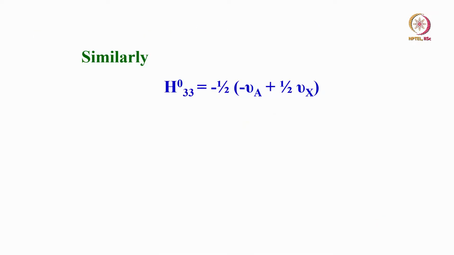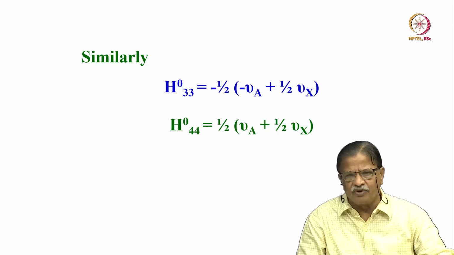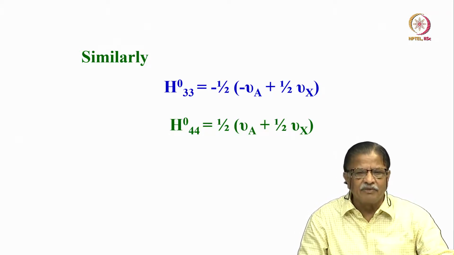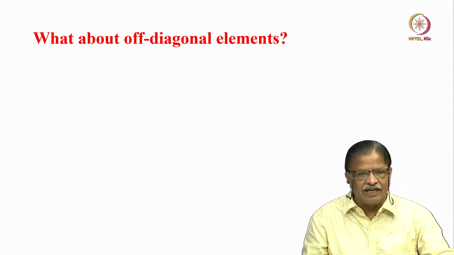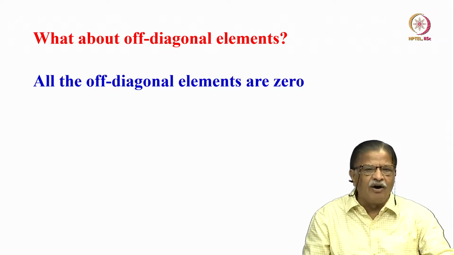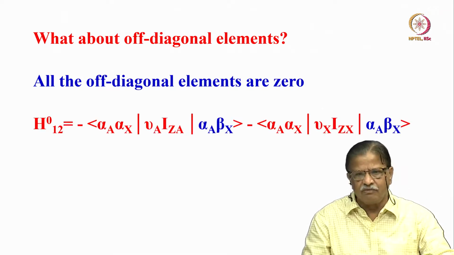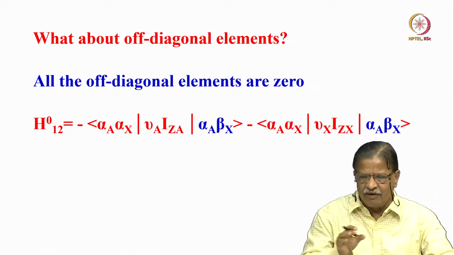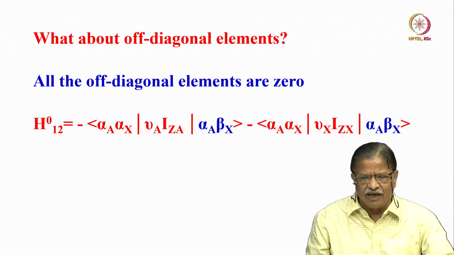So, you can work out similarly H33, H44, all are diagonal elements, all the 4 elements you can work out. Now, the question is what about the off diagonal elements? Luckily, all the off diagonal elements are 0 here. I will show you by working out only one of them. The remaining I do not need to work out. If you want, you can work it out yourself, a simple exercise.